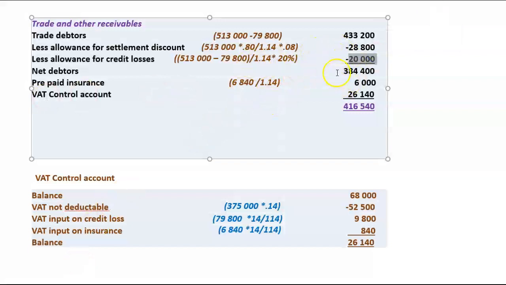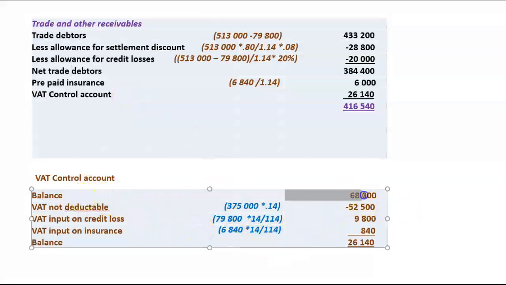Our net trade debtors then at the end of the day is going to be 433,200 less 28,800 less 20,000 equals an amount of 384,400. Our VAT control account, we are not 100% done with that one, but we can start building towards the final balance. It has an opening balance, a debit balance of 68,000. So write for yourself what kind of balance, so that if this thing turns around into a credit balance, you're going to show that not part of trade and other receivables, but trade and other payables.